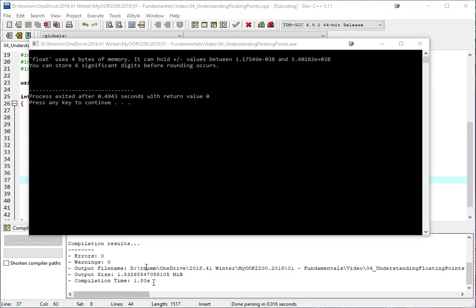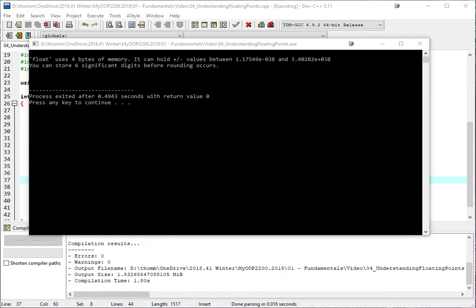So with our float data type, I can store 6 significant digits. Significant digits are basically the digits from the first non-zero digit to the last non-zero digit. The decimal point can be anywhere in that, or far to the left of that, or far to the right of that. But that's the number of actual digits I can store. So that's the limitation when we're talking about a float.